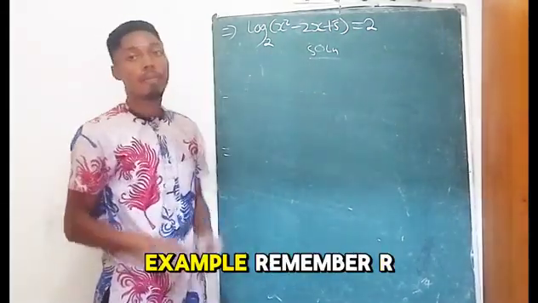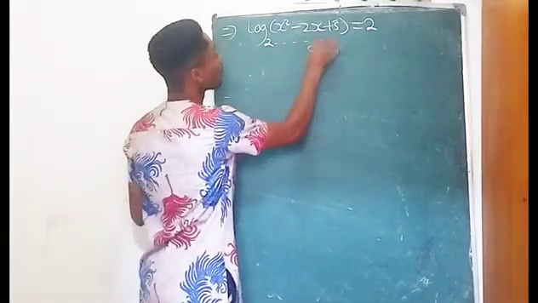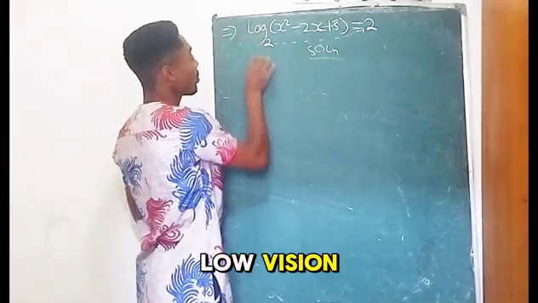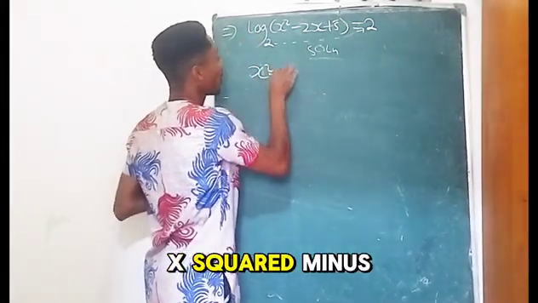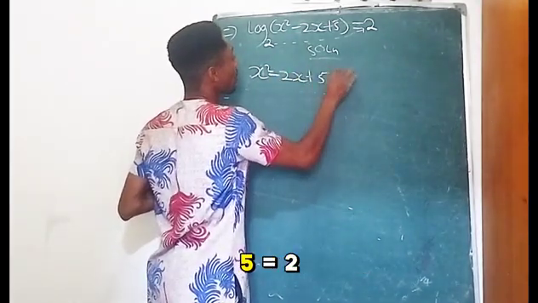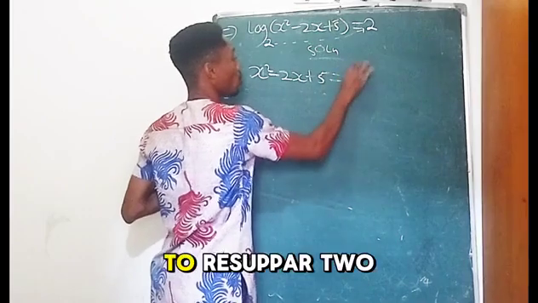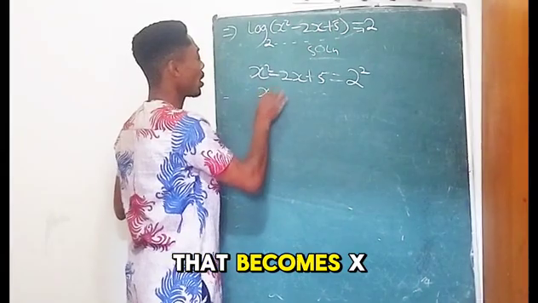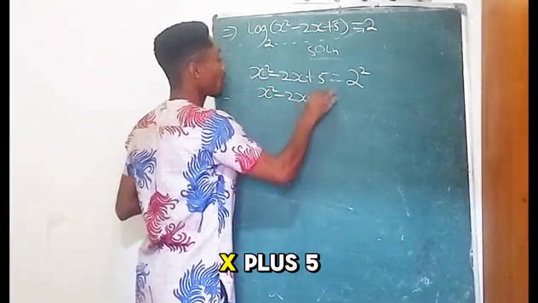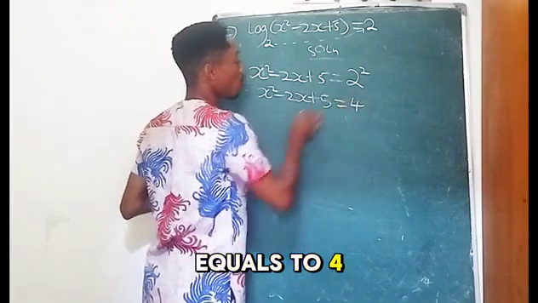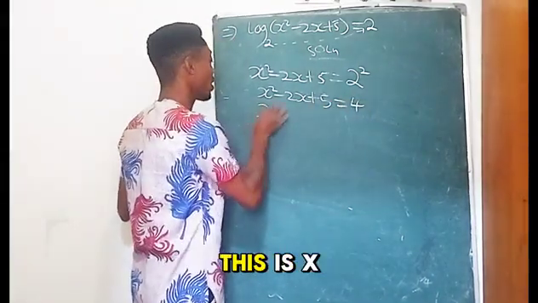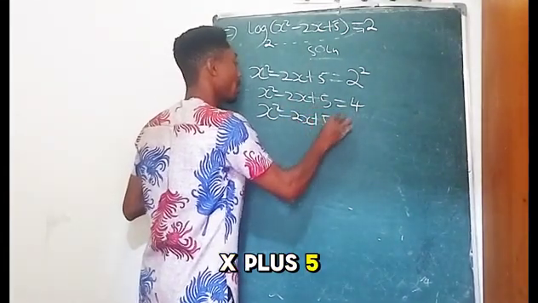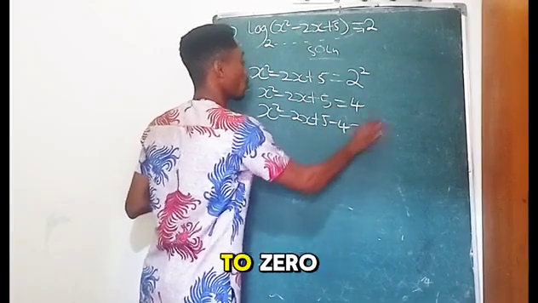So for the first example, remember our rule. That will mean, without the logarithm, this will be x squared minus 2x plus 5 equals 2 raised to power 2. Moving forward, that becomes x squared minus 2x plus 5 equals 4. Collecting like terms, this is x squared minus 2x plus 5 minus 4 equals 0.